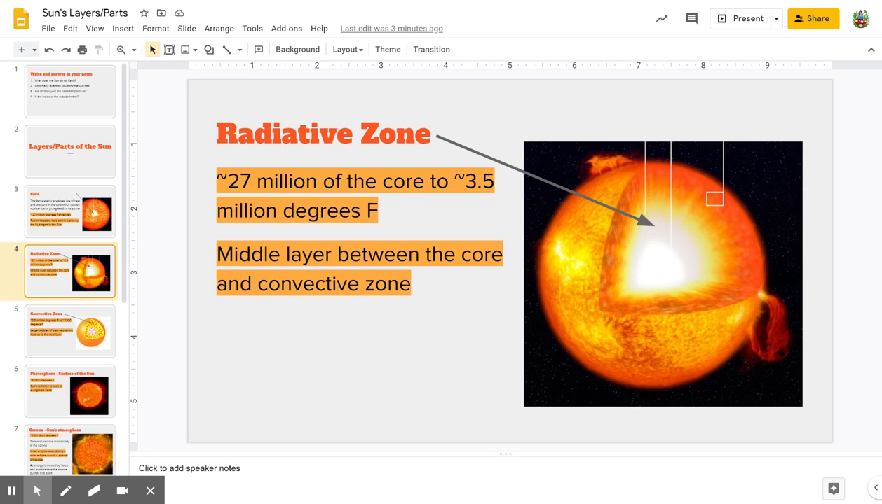All right, and the radiative zone is just above the core. It's on the outside, so just around that very centerpiece, that is what we call the radiative zone. All right, it's the middle layer between the core and the convective zone, so it's just kind of moving out a little bit, and it's around 27 million to 3.5 million degrees. So as we're moving out, it gets just a little bit cooler than the middle of the sun, but it is still really super hot.